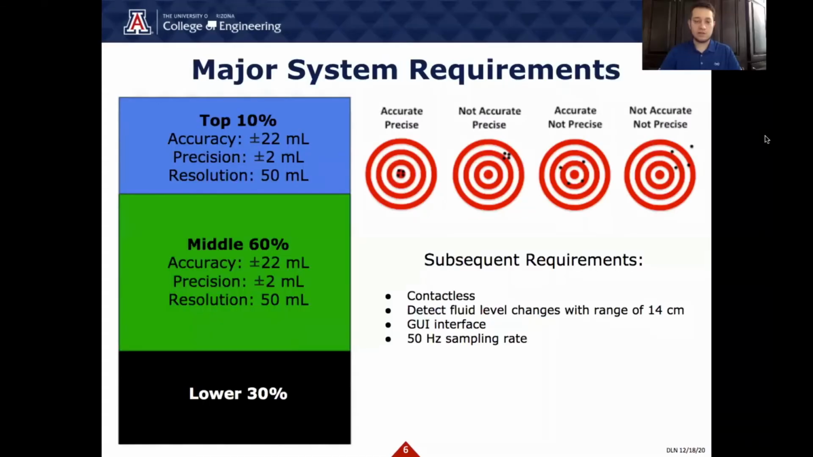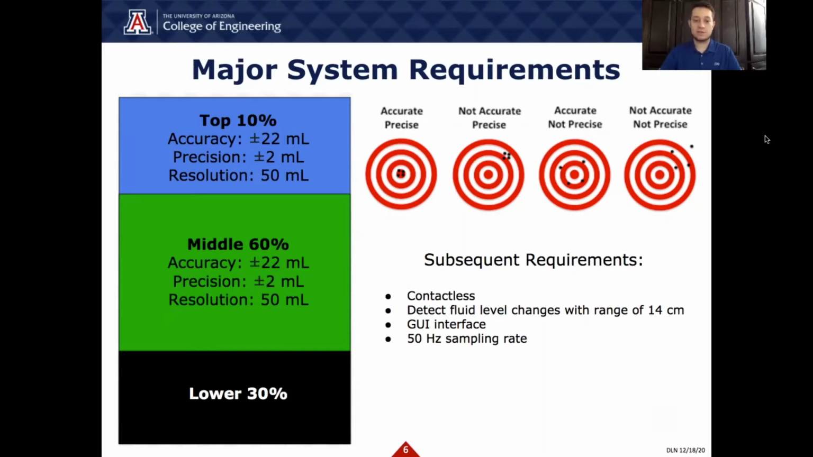Thank you, Craig. So to the left, you'll see a diagram of our reservoir, which depicts various fluid levels with specific system requirements. The first requirement is that our sensor shall have an accuracy of plus or minus 22 milliliters. Accuracy refers to how close a reading is to its true value. The second requirement is that our sensor shall have a precision of plus or minus 2 milliliters. Precision refers to how close readings are to each other.